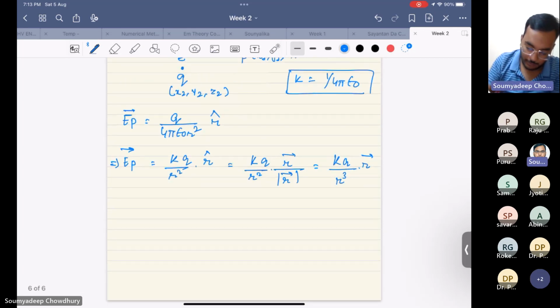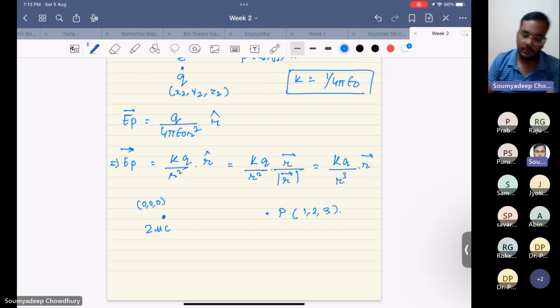So I think you have some doubt. I'll do one problem. You try to understand this first. Suppose I have a 2 microcoulomb charge at 0, 0, 0. I want the field at 1, 2, 3. So using this formula, can you find out what is the electric field at P due to this 2 microcoulomb charge?